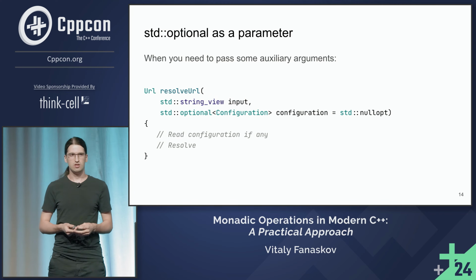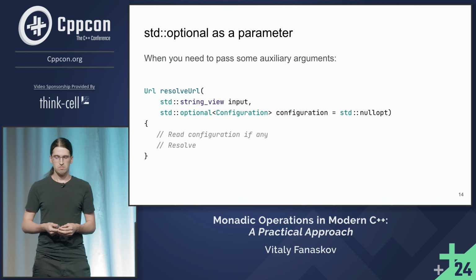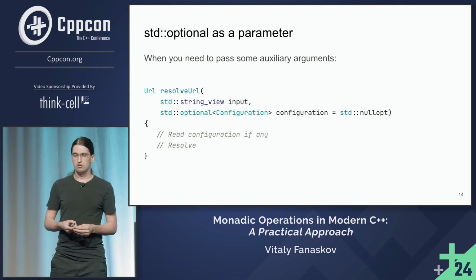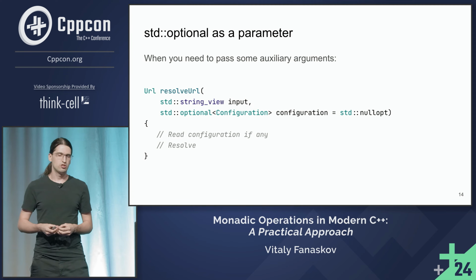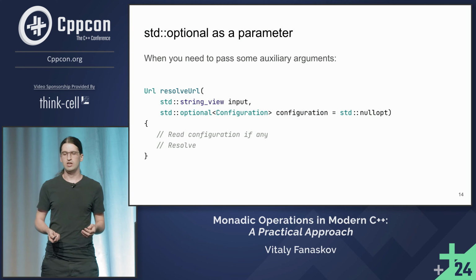From time to time, I don't like this one in particular, but I saw it many times, people use optional to pass some additional arguments. For instance, here we have a function to resolve a URL, and then we have an optional configuration. If there is a configuration, we can resolve a URL from the raw input accordingly. Or if there is no configuration, we resolve it using some default settings.